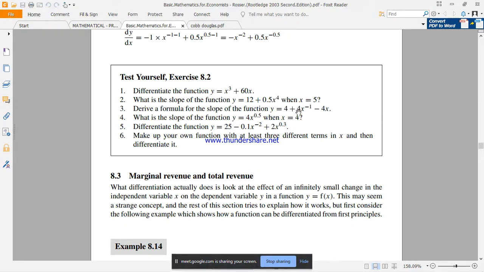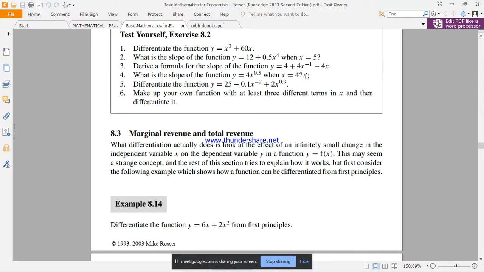If this kind of thing has come in your test, just hammer it. These are things that even when you see the paper, you start blessing the tutor and the lecturer for preparing such a simple thing. Okay, the last one.